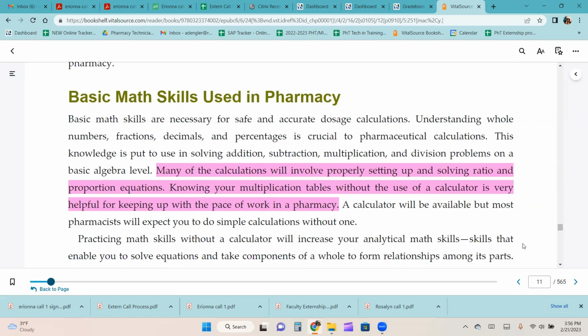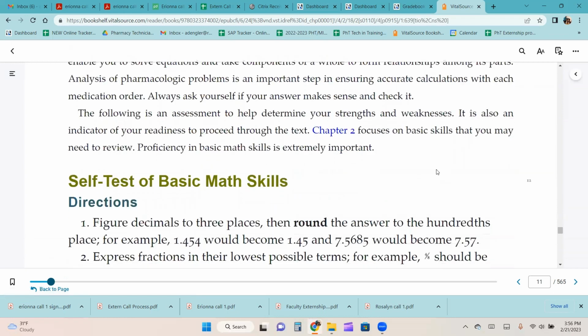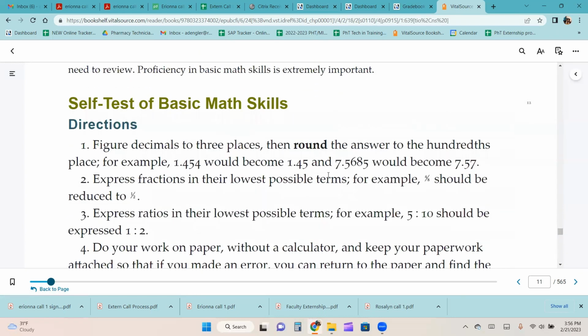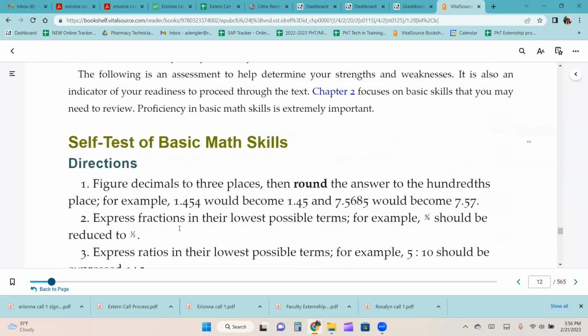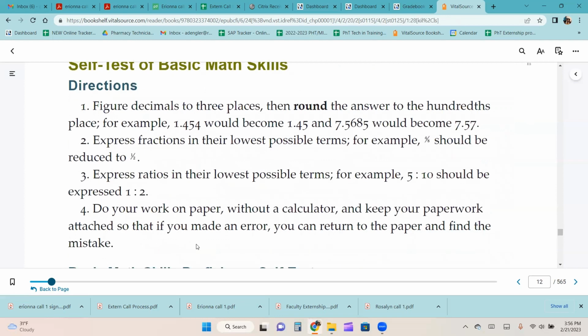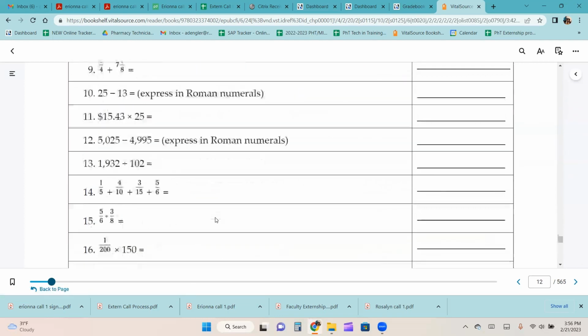It says a calculator will be available, but most will make you do it without one. That's untrue, I think. You get to use a calculator on the PTCB test, and there's usually tons of calculators all over the pharmacy. So then we have the self-test of basic math skills that is not required, but we will go through some of them just to refresh your memory.